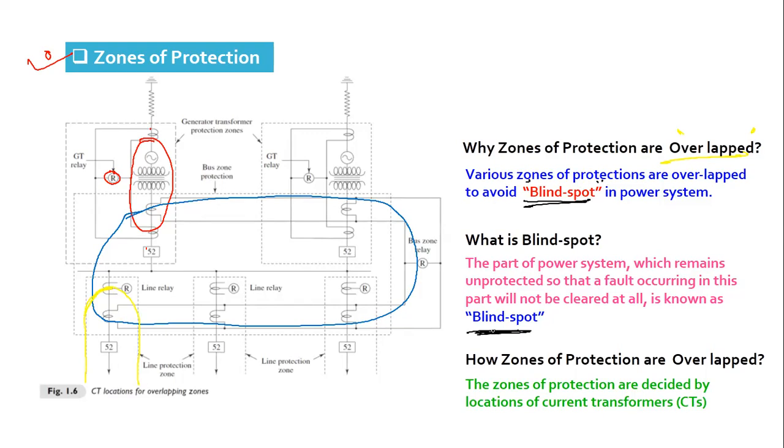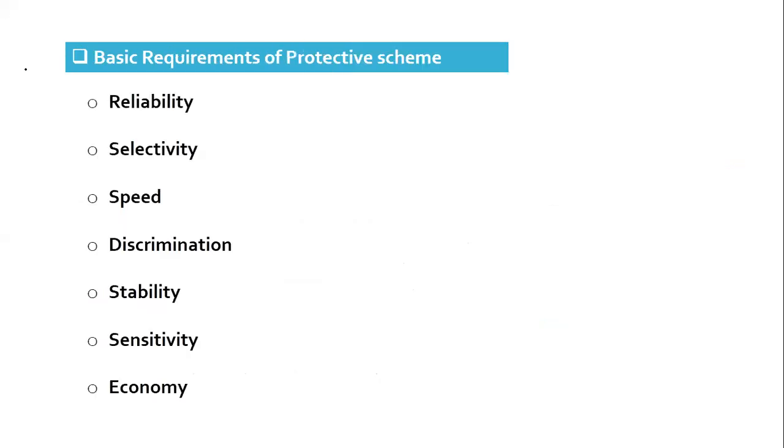So how can we avoid blind spots? How can we ensure that no part of the power system remains unprotected? For that we generally overlap the zones of protection. How do we overlap them? Zones of protection are overlapped by placing CTs at proper places, so that no part of the power system is left without a protective scheme. All parts of the system are covered by either one or two zones. That is the reason zones of protection are overlapped.